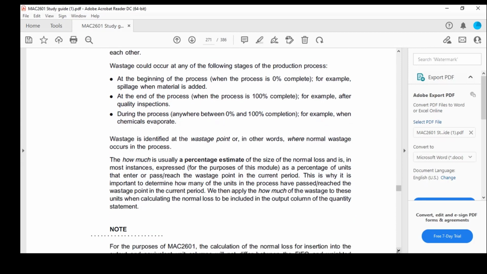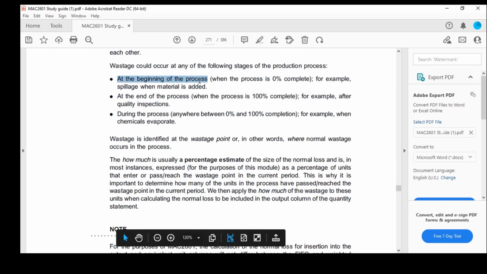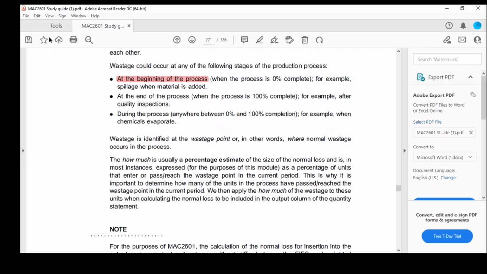So let's look at some of the rules. Wastage could occur at any stage of the production process. So it can happen at the beginning. Remember I said where. It can happen at the beginning where the process is 0%, meaning from the very beginning, there's a spillage in your material that you just added already. It can also happen at the end where the process is 100% complete. This is when sometimes there are quality inspections.